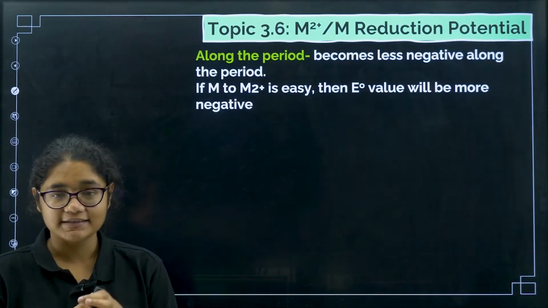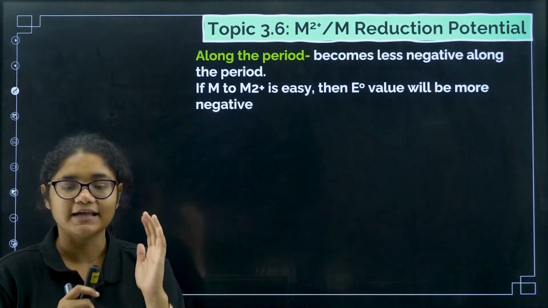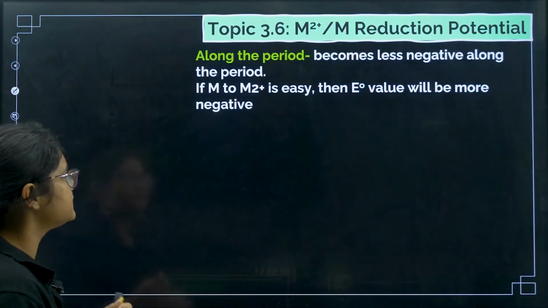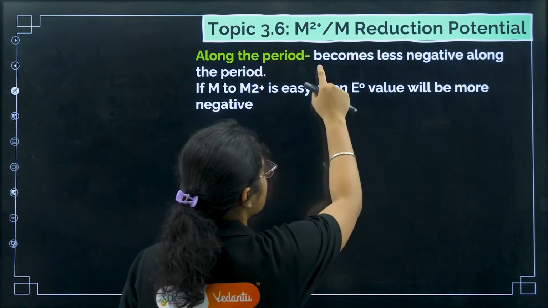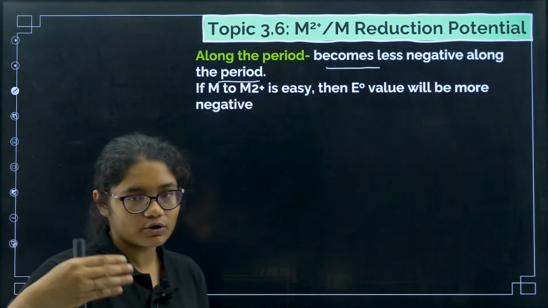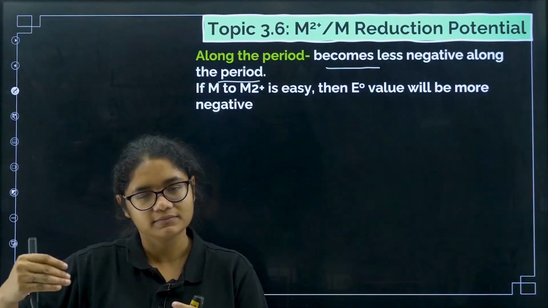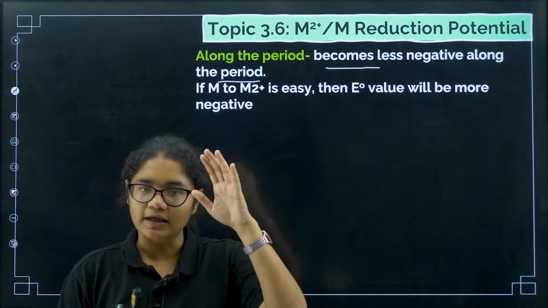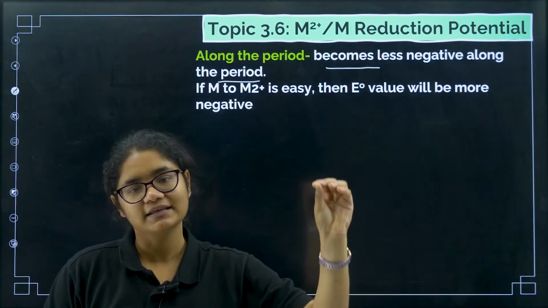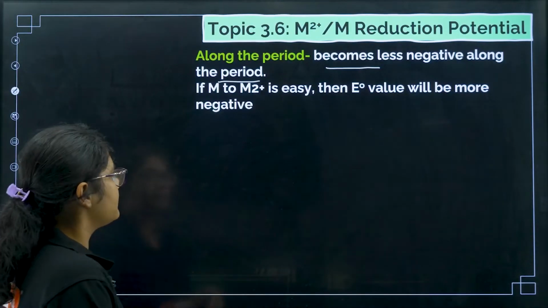So now let us discuss the next property 3.6, that is M2+ to M reduction potential. Now you see along the period what happens? It becomes less negative along the period. As we move along the period, the E0 value becomes less negative. Along the starting of the period it is more negative, towards the end of the period it is less negative.